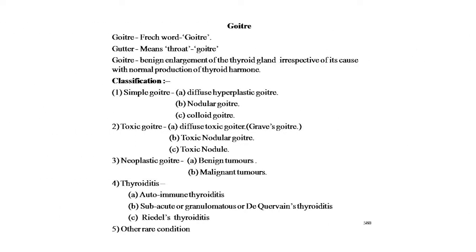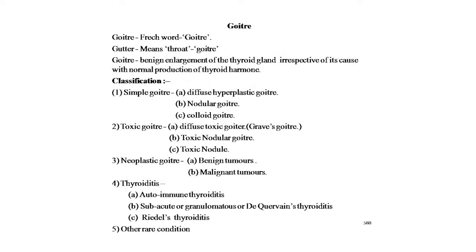Now goiter. The term goiter is derived from the French word goitre, which is originally derived from the Latin word guttur, meaning throat. We use the term goiter to denote enlargement of the thyroid gland irrespective of its cause. A few texts describe goiter as a benign enlargement of the thyroid gland, usually associated with normal production of thyroid hormone. Goiter is classified as simple goiter, toxic goiter, neoplastic goiter, thyroiditis and other rare conditions.